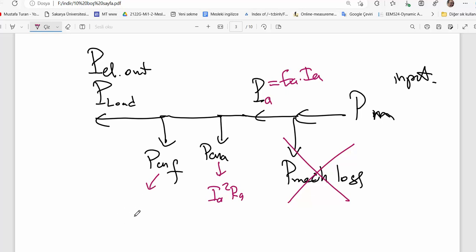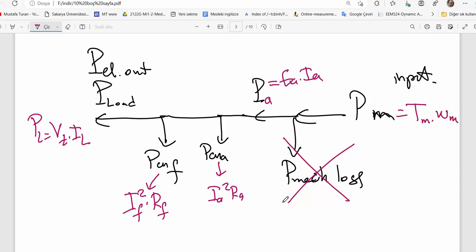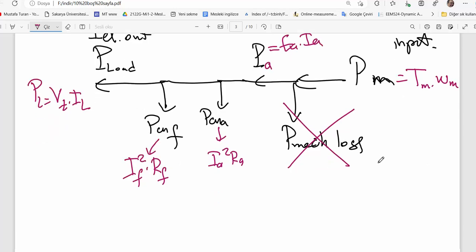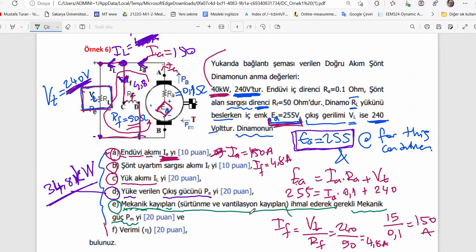Field copper losses can be written as field current squared times R field, and terminal output power, load power, can be written as load voltage times load current. That's it. And mechanical input power can be written as mechanical torque and angular speed of the shaft. That is the power equilibrium of the generator. And then, what was the question? By omitting mechanical losses, please calculate the required mechanical input power.